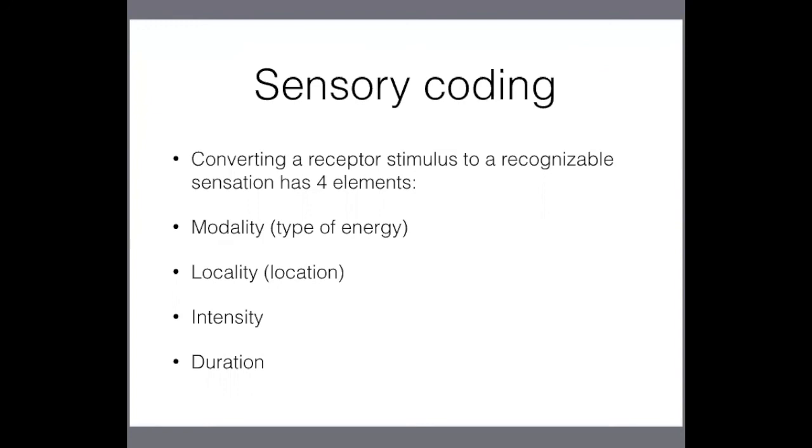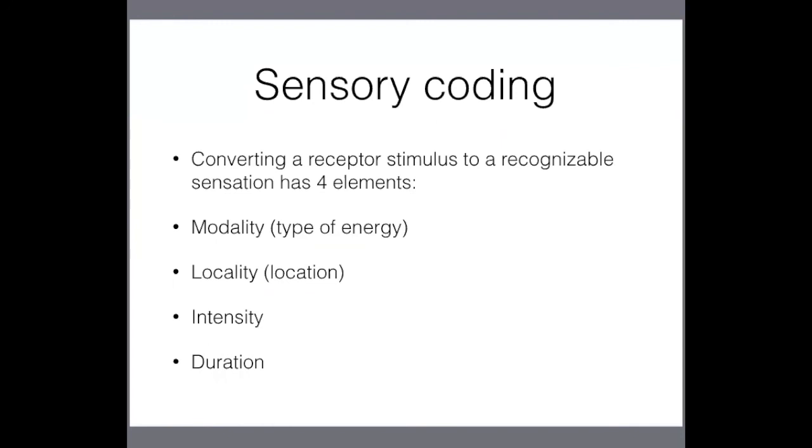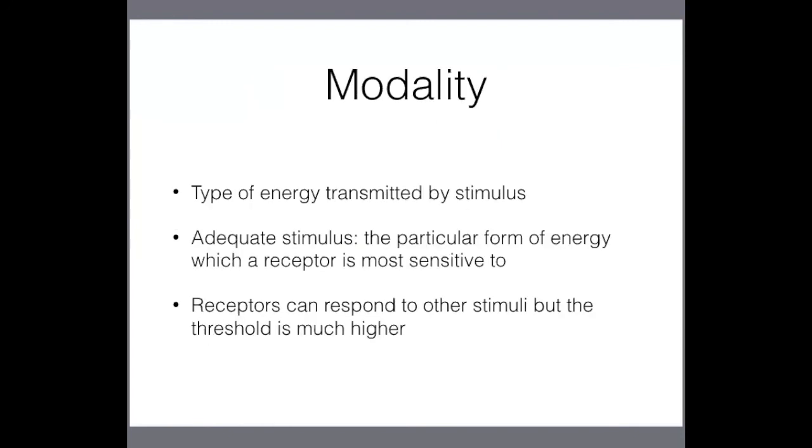In other words, sensory coding is when you convert a receptor stimulus to a sensation. When the action potential comes to us, we translate it to a sensation so we understand what it is. We need to understand 4 things or 4 elements: the modality or type of energy, the locality or location, the intensity, its strength, and the duration, so how long it took. Each of them we detect in a specific way. We'll start with the modality or type of energy.